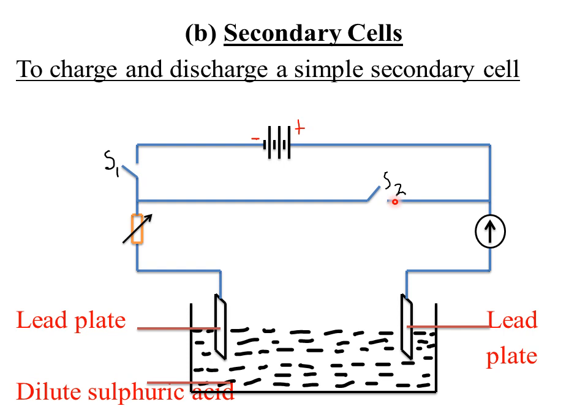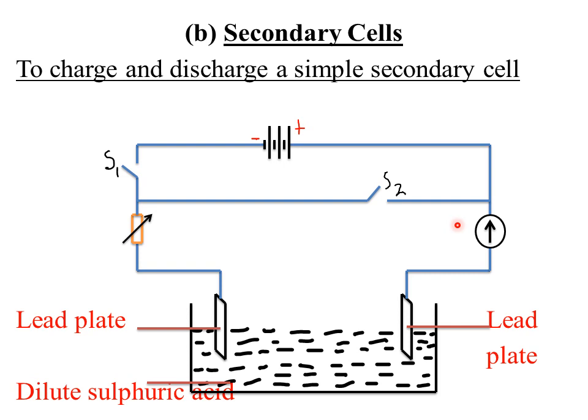It is observed that when S2 is closed and S1 is open, the ammeter deflects in the opposite direction with respect to the direction during charging. That is, if when S1 was closed, during charging, the ammeter was deflecting to the right, then when S2 is closed and S1 is open, the ammeter is observed to deflect to the left. It deflects in the direction opposite to that of charging.